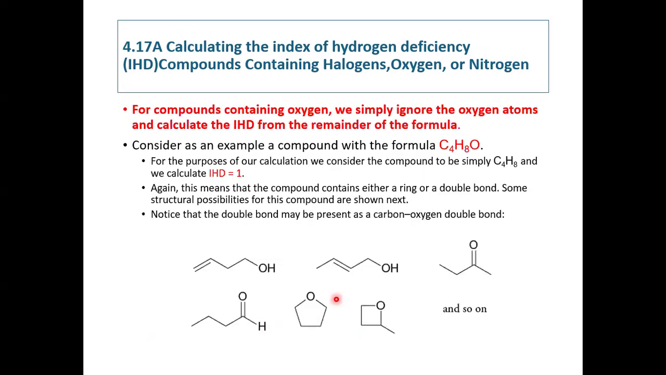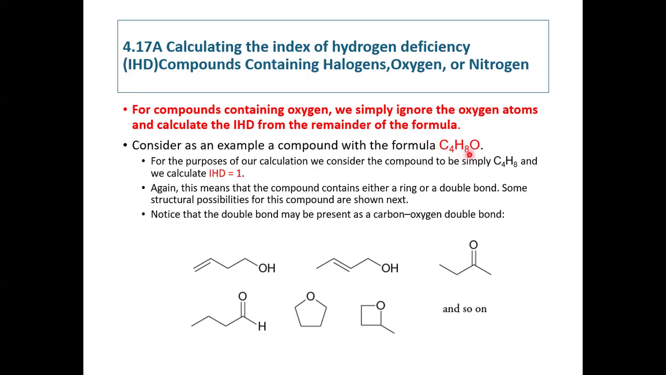So what about if you have oxygen in the structure? How do we calculate if there is an oxygen in the structure? For example, C4H8O, how do we calculate the index of hydrogen deficiency here? For this, we simply ignore the oxygen atoms and calculate the IHD from the remaining part of the formula.